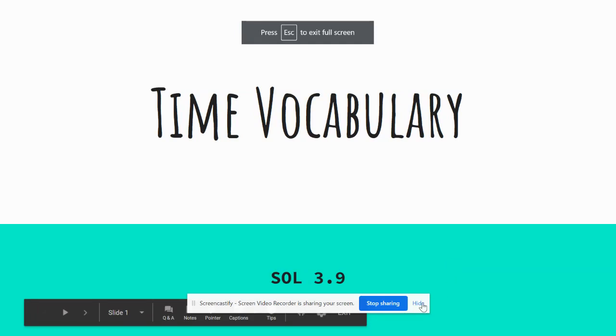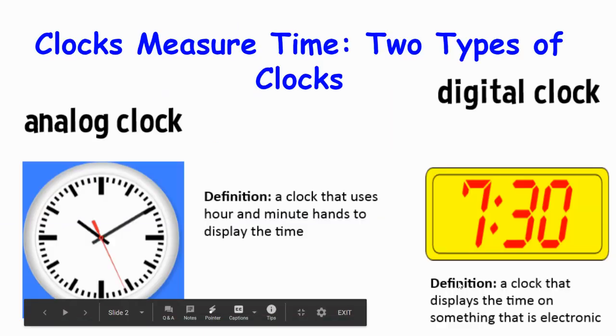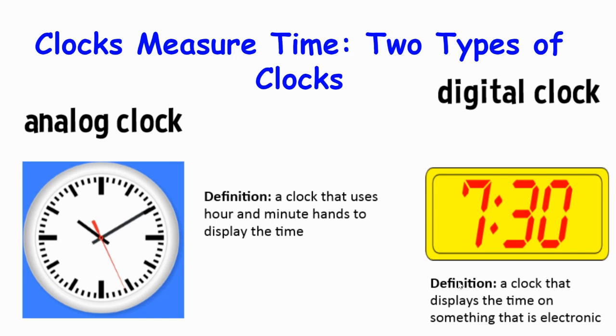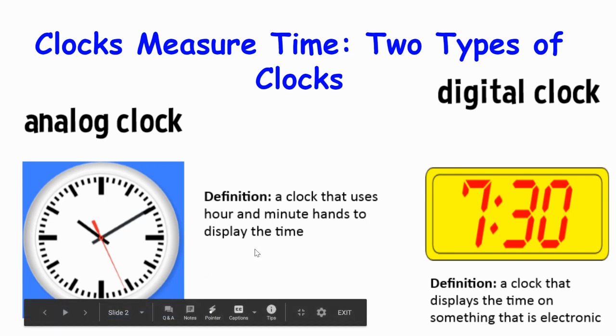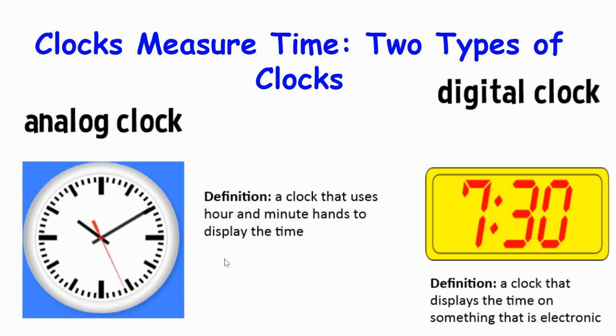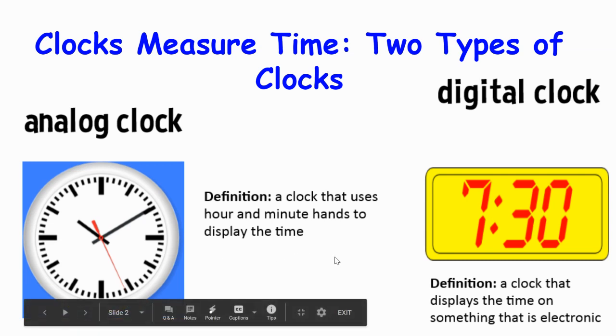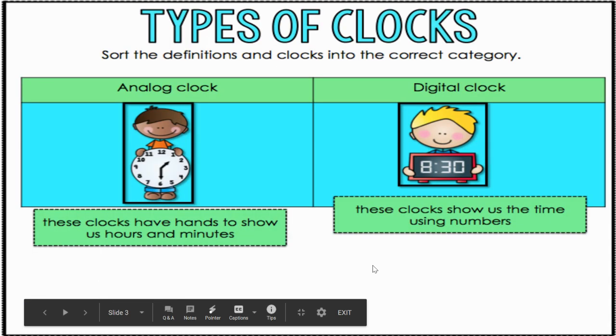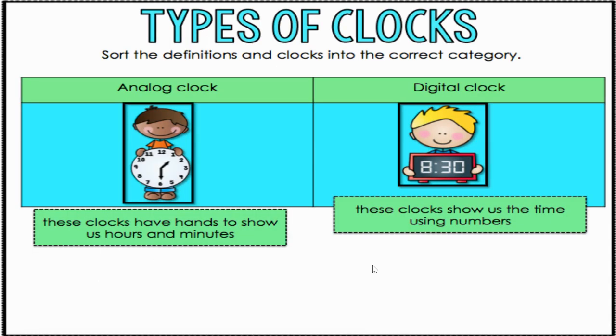Let's take a look at our time vocabulary. We need to remind ourselves of the two types of clocks that measure time. We have the analog clock, which is the clock that has a minute and hour hand, and a second hand, which is that red hand there to display time. And the digital clock is the clock that shows something electronically, and it just shows the numbers for you. Here's another example of the two.